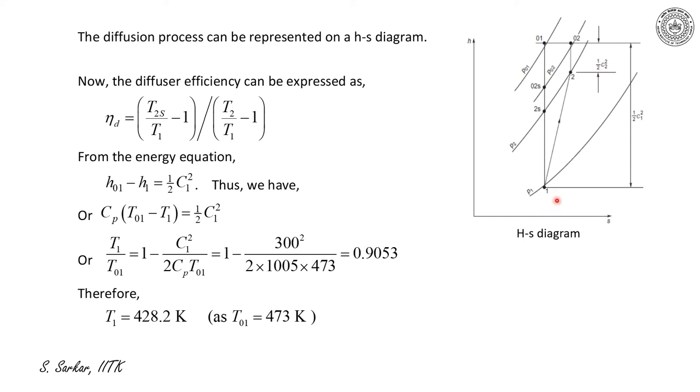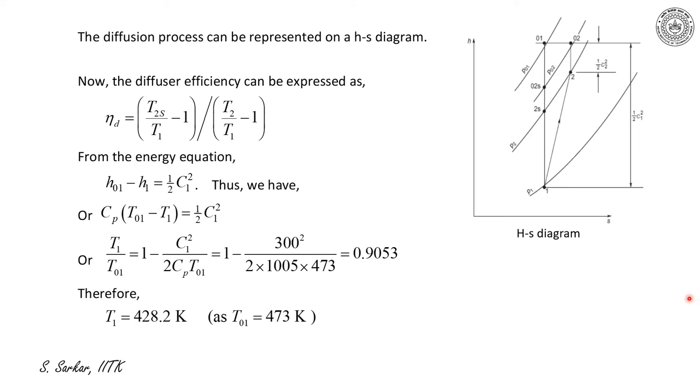Here, however, I can say h01, which is h1 plus C1 squared by 2, must be equal to h02, which is equal to h2 plus C2 squared by 2. Thus, I have got the P01 and P02 lines. Considering an isentropic line, I have got the points 2s and 02s.